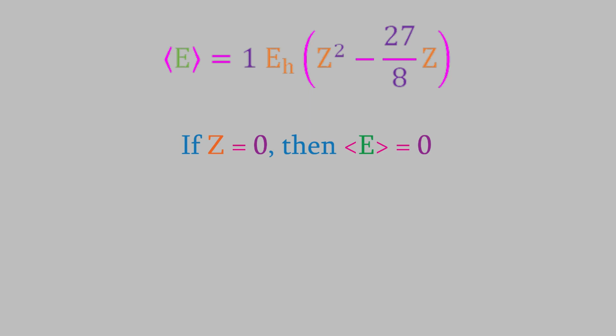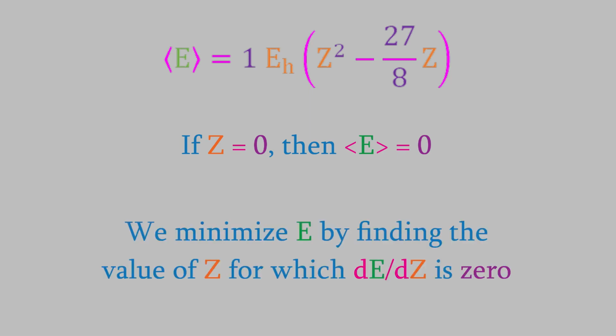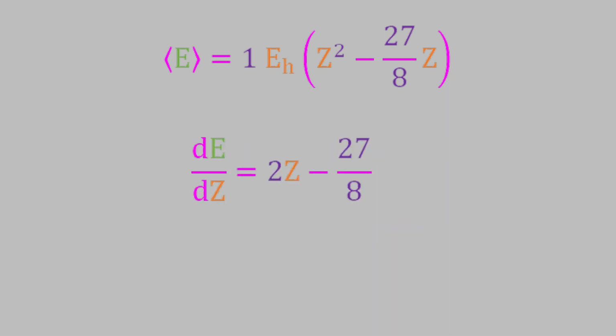Instead, you might remember from your calculus course that you can find the minimum of a function by taking its derivative and setting the derivative equal to 0. In other words, for this function, we want the derivative of E with respect to z to be equal to 0. The derivative of E with respect to z is this. When we set that equal to 0, we find out that the value of z must be 27 over 16.